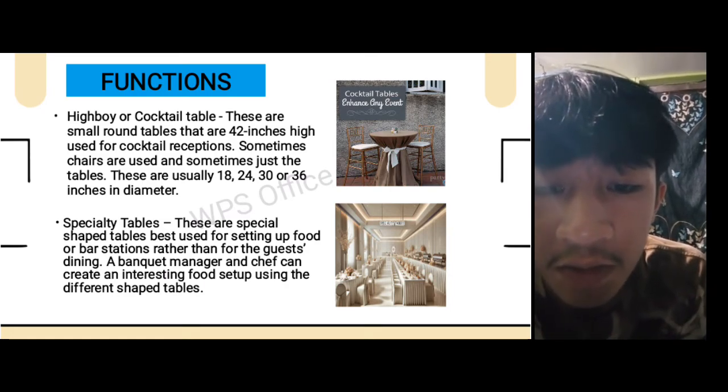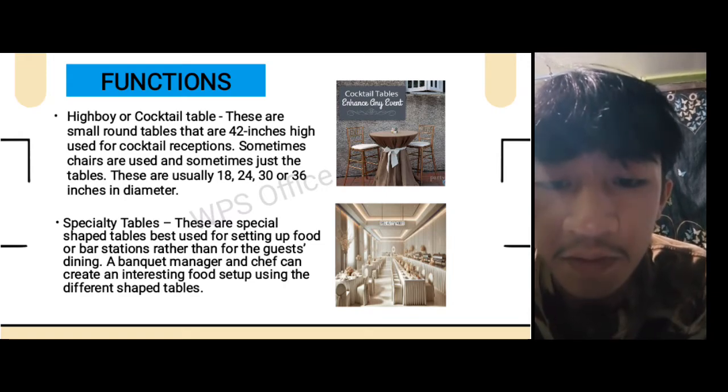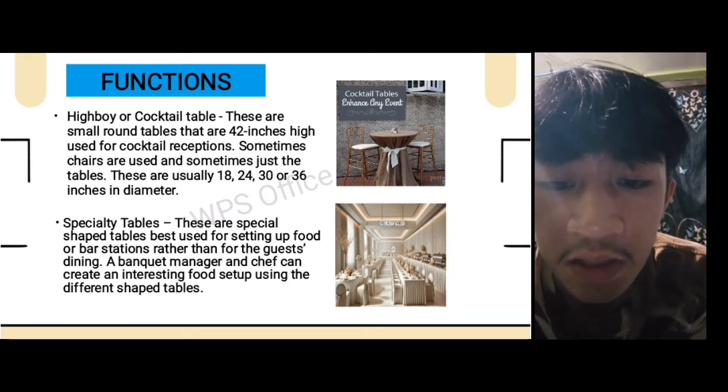Hybrid or cocktail tables. These are small round tables that are 42 inches high, used for cocktail receptions. Sometimes chairs are used, sometimes just tables. These are usually 18, 24, 30 or 36 inches in diameter.